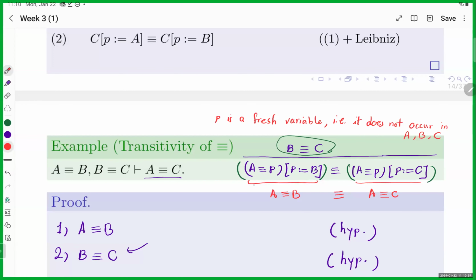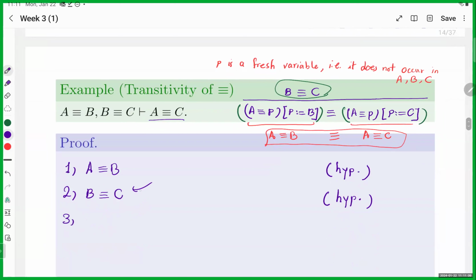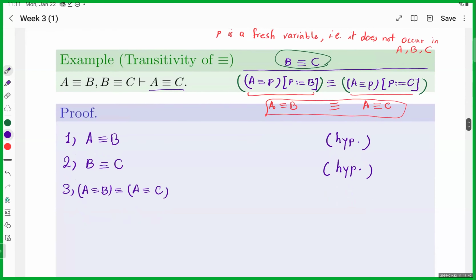So this formula is the same as the denominator. The denominator is the same formula. So at step 3, finally, because the formula B is equivalent to C is written, I can write the result of the Leibniz, which is A is equivalent to B is equivalent to A is equivalent to C. Now, I'll write the brackets here so that we know these two formulas are equivalent. Now, how do I annotate this?